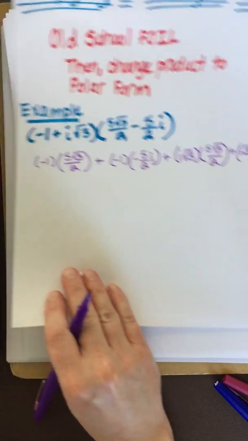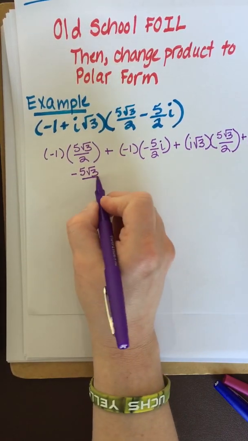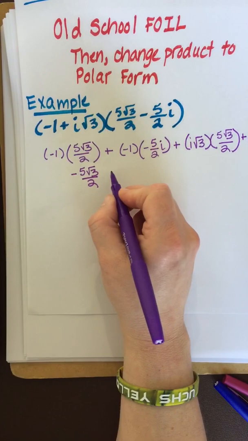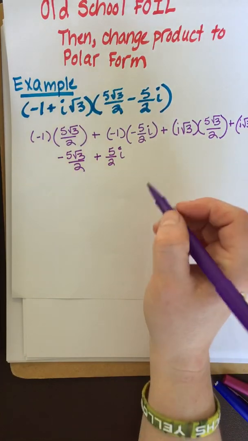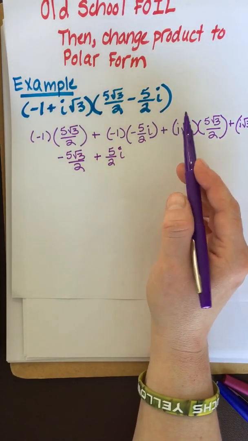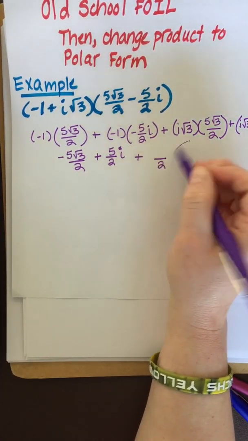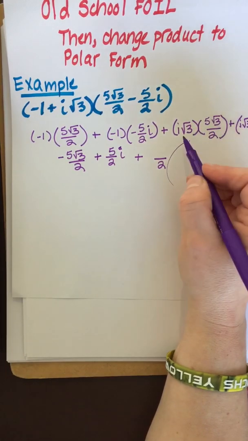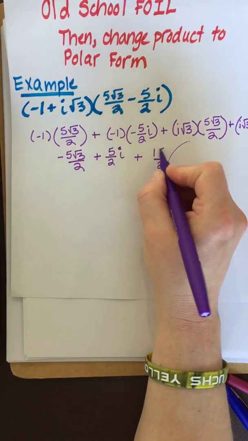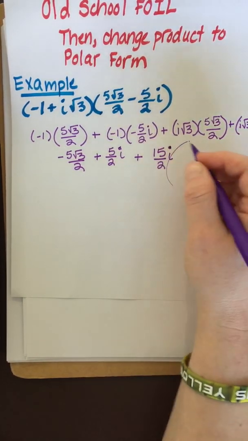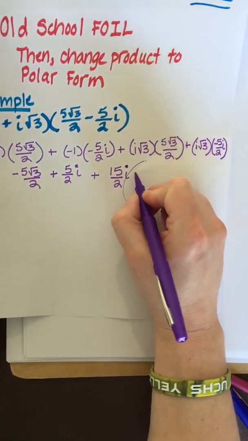All right, and then we got to do a lot of simplifying here. So this will be negative 5 square root of 3 over 2. A negative negative will be a positive, 5 halves i. All right, and then we have i square root of 3 times 5 square root of 3 over 2. So I know 2 is going to be in the denominator. These two square roots are multiplied together. The square root of 3 times the square root of 3 is 3, and 5 times 3 is 15. So that'll be 15 halves i. And then this is a positive and a negative, so it's going to be minus.